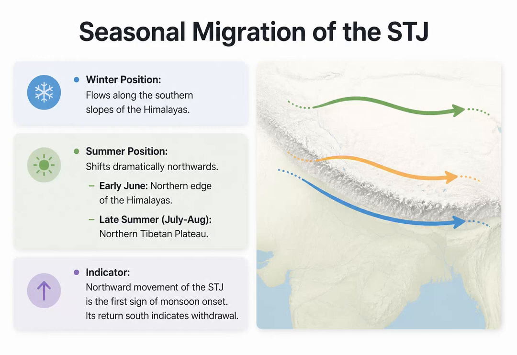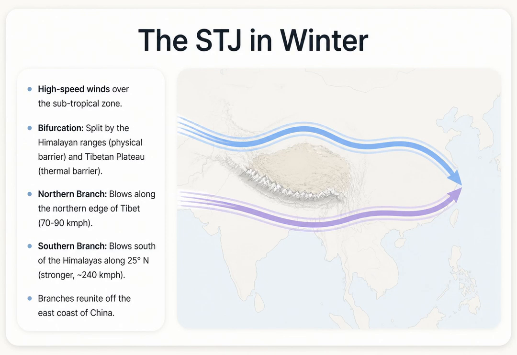river of air. The subtropical jet stream migrates with the seasons, and this migration acts as the master switch for the monsoon. During the winter, the STJ flows south of the Himalayas, but as summer approaches, it shifts dramatically to the north. By early June, it moves to the northern edge of the Himalayas, and by July, it sits over the Tibetan Plateau. This northward jump is the very first indicator that the monsoon is about to begin. Conversely, when the STJ drops back south of the Himalayas later in the year, it signals the withdrawal of the monsoon. Let's examine the STJ during the winter months.